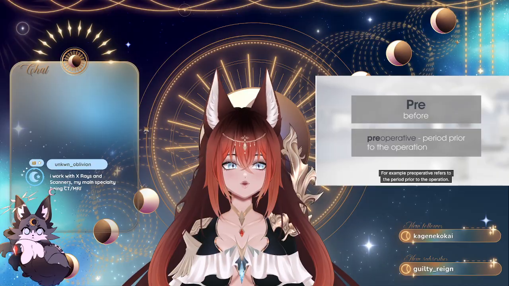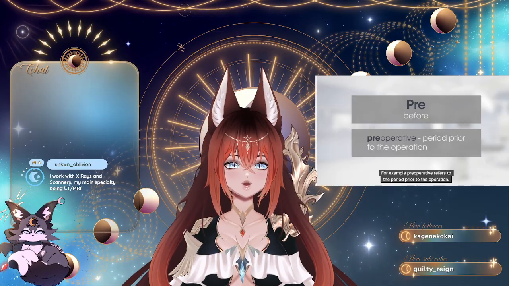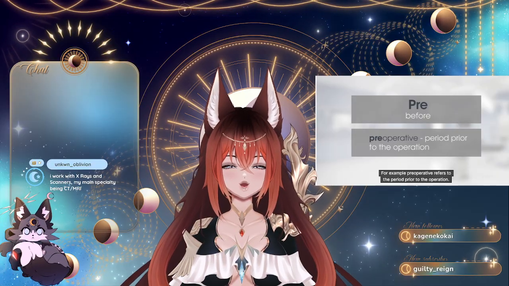I don't think I could get an MRI without being put under. I think I might actually have a panic attack during MRI.